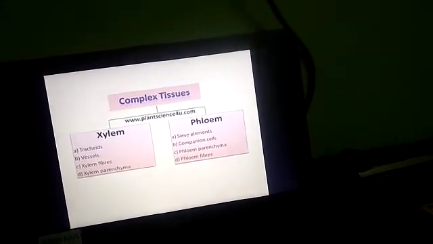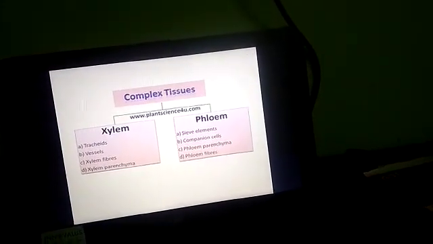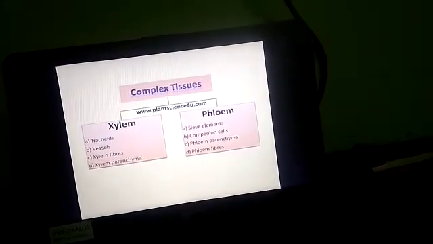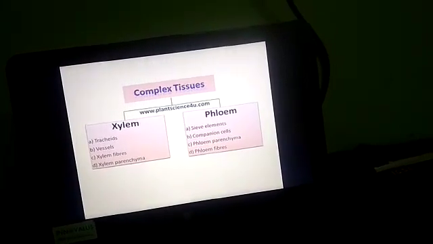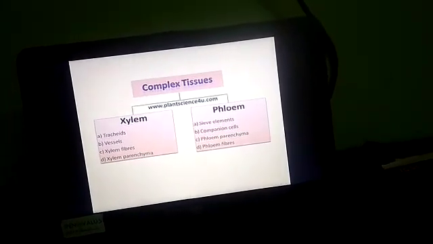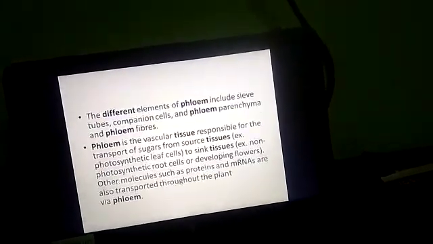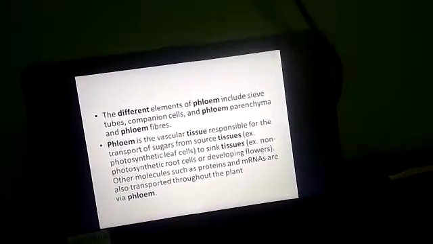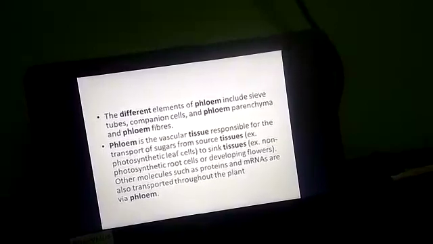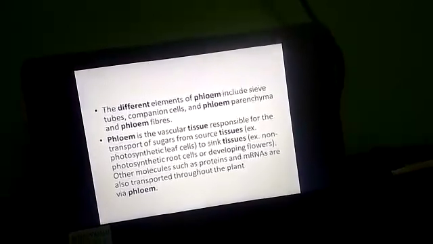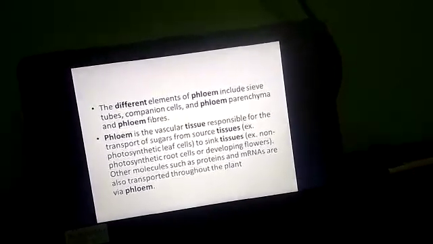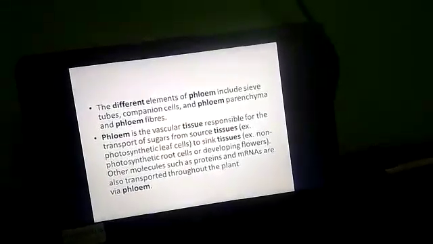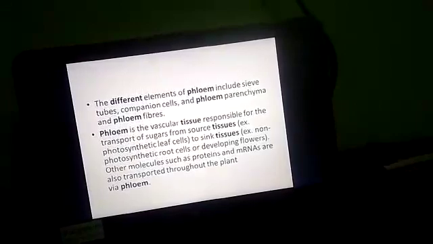And next, children, these are the differences between xylem and phloem. So next comes transport of food. During photosynthesis, you know photosynthesis, right? Preparation of food by the plant. During photosynthesis, the plant produces its food as glucose, which is stored in the form of starch. This starch is transported in the form of sucrose solution.